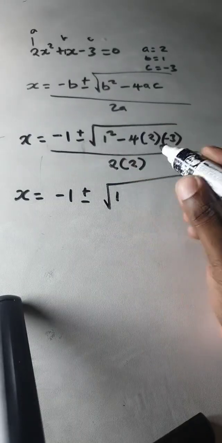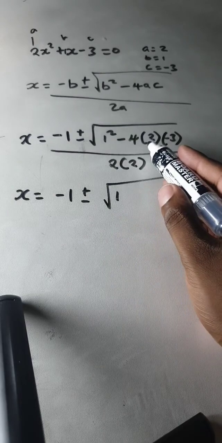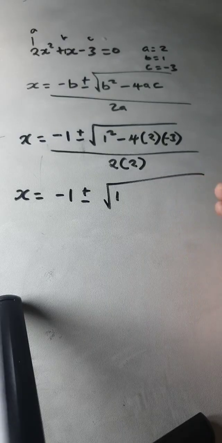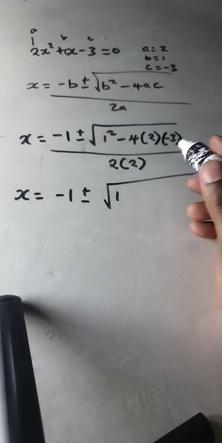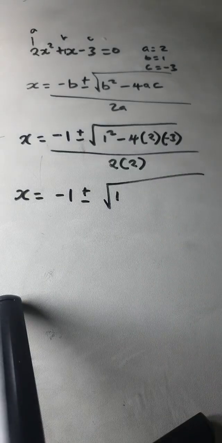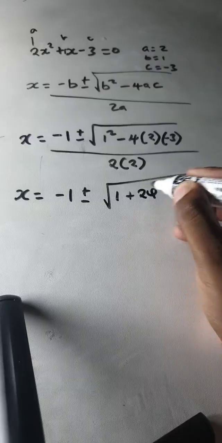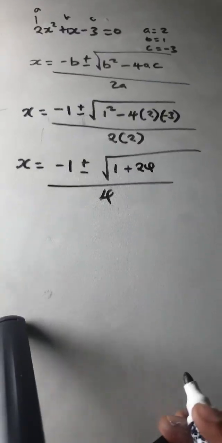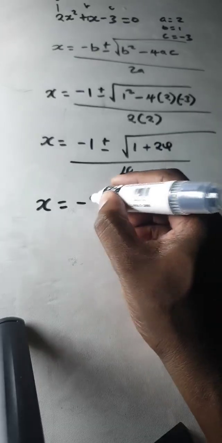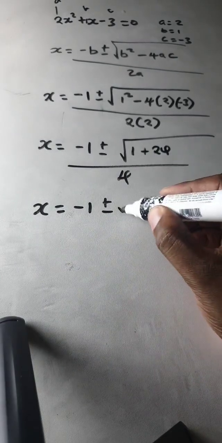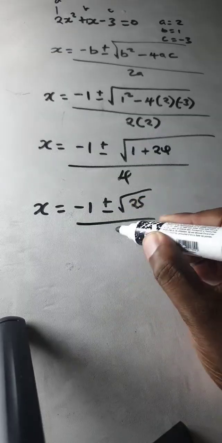1 squared, it's 1. Negative 4 times 2 is negative 8. Negative 8 times negative 3 is positive 24. Negative 4, nothing but 2 times negative 3 is negative 6. Negative 4 times negative 6 is positive 24. So I have 1 plus 24, over 2 times 2, which is 4. Then we say x is equal to negative 1, positive or negative. 1 plus 24 is 25. So square root of 25 is 5.